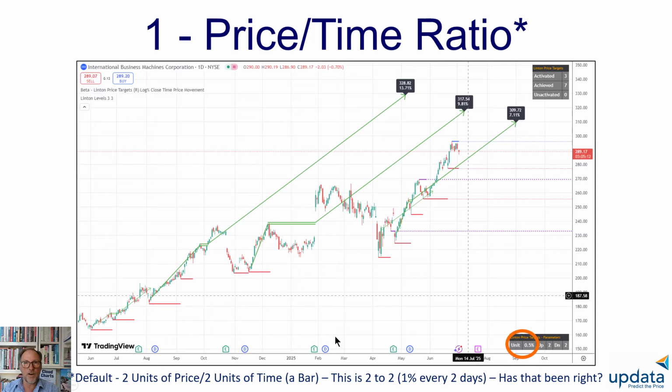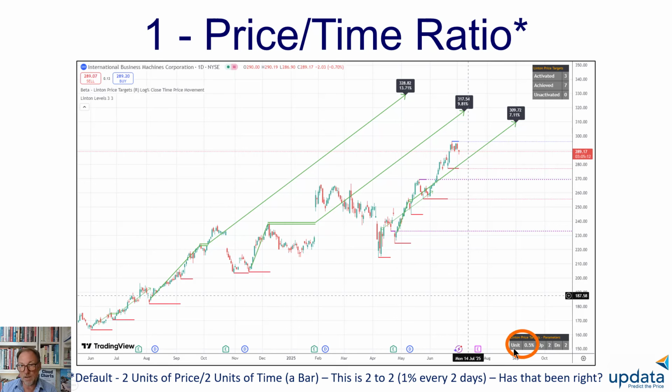So the first one is the time price ratio, and this is really simple. The default is 2, 2. We found that tends to work pretty well on most daily charts, 2, 2. What this says is that we go 2 units, so it's 0.5% a unit. So we go 1% every 2 days.